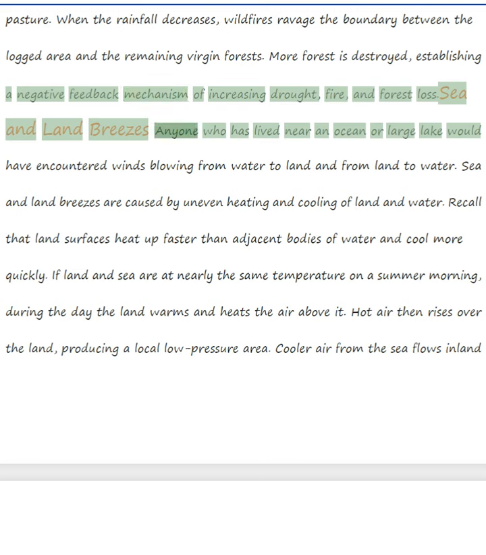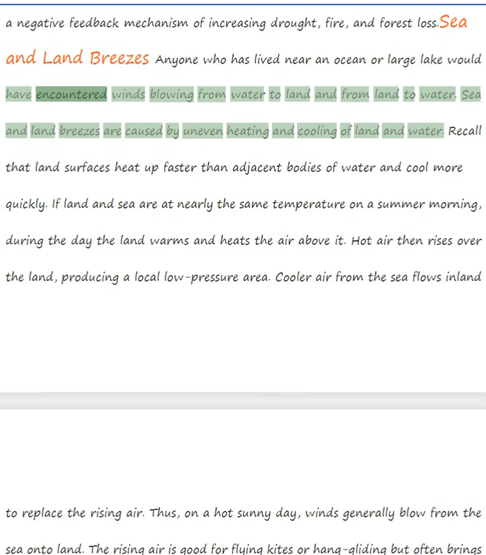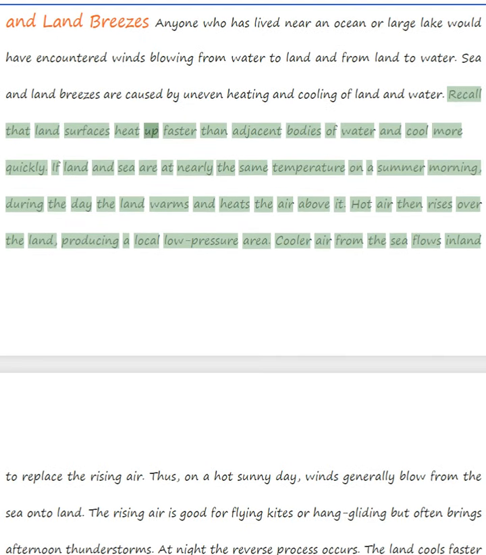Sea and land breezes. Anyone who has lived near an ocean or large lake would have encountered winds blowing from water to land and from land to water. Sea and land breezes are caused by uneven heating and cooling of land and water. Recall that land surfaces heat up faster than adjacent bodies of water and cool more quickly. If land and sea are at nearly the same temperature on a summer morning, during the day the land warms and heats the air above it. Hot air then rises over the land, producing a local low-pressure area.